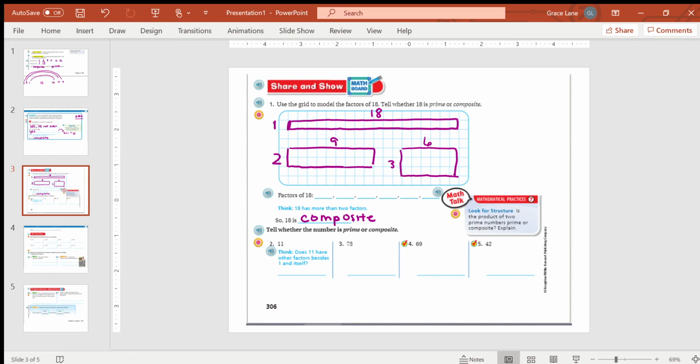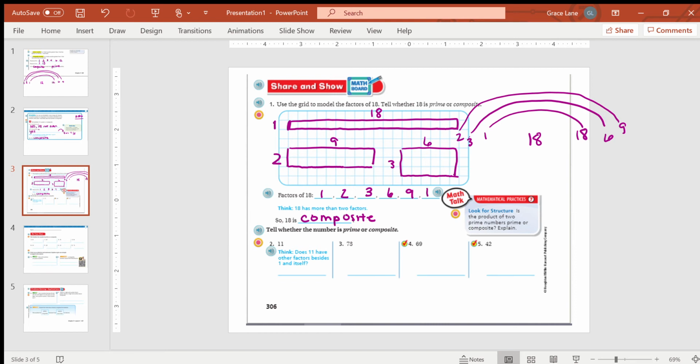So you could use the model, or the other way, remember, was you could make the factor rainbow if you're not into models. I know 1 and 18. I know 3 and 6. And I know 2 and 9. So you can list those. Again, when you do it online, it's probably going to ask you to do it from least to greatest. So that's another way that we know that the number is composite.